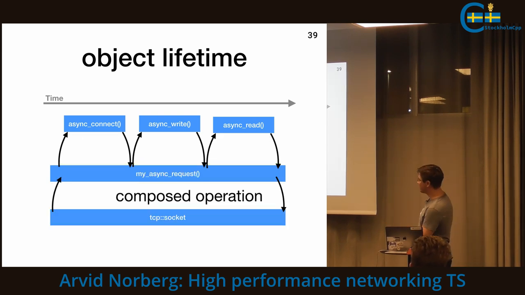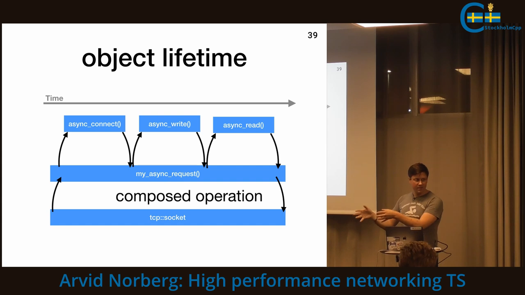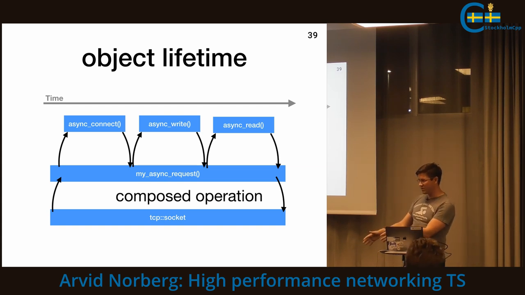So this is how I would illustrate the other mechanism, where I have my async request. It looks like any other asynchronous operation. It takes a completion handler, and it holds onto it. And internally, it issues asynchronous operations. And when it's done, it calls the completion handler that was passed in. And then basically it just says, whoever is using me, it's your responsibility to make sure that the underlying object stays alive. So you can imagine that you can stack these efficiently, and at the bottom, you can have a shared pointer, like in a connection object, for instance.